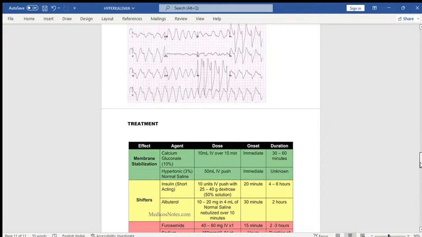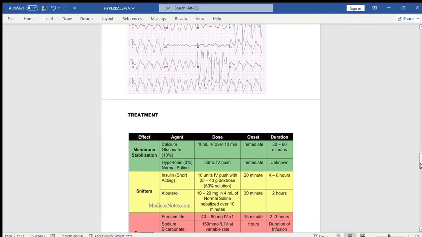I hope it helped you, and I hope it will help you remember hyperkalemia in a much better way, no matter where you are in your residency, clinical side, you're a consultant, or you're just starting out your medical practice.